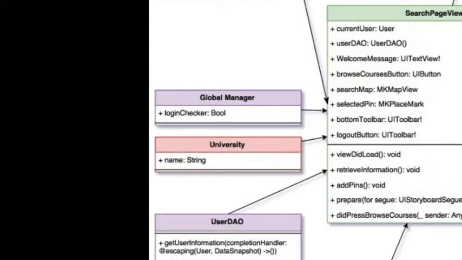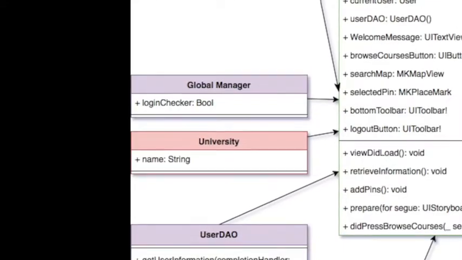There was also a global manager, which simply recorded whether a user is logged in or not logged in, and also a university class, which is very simple at the moment. It just has the name of the university, but obviously this could be expanded in further development of this app to include a lot more relevant information about a university. The information was used in the map on the main page, which shows the universities and uses geocoding to show them as pins on the map.